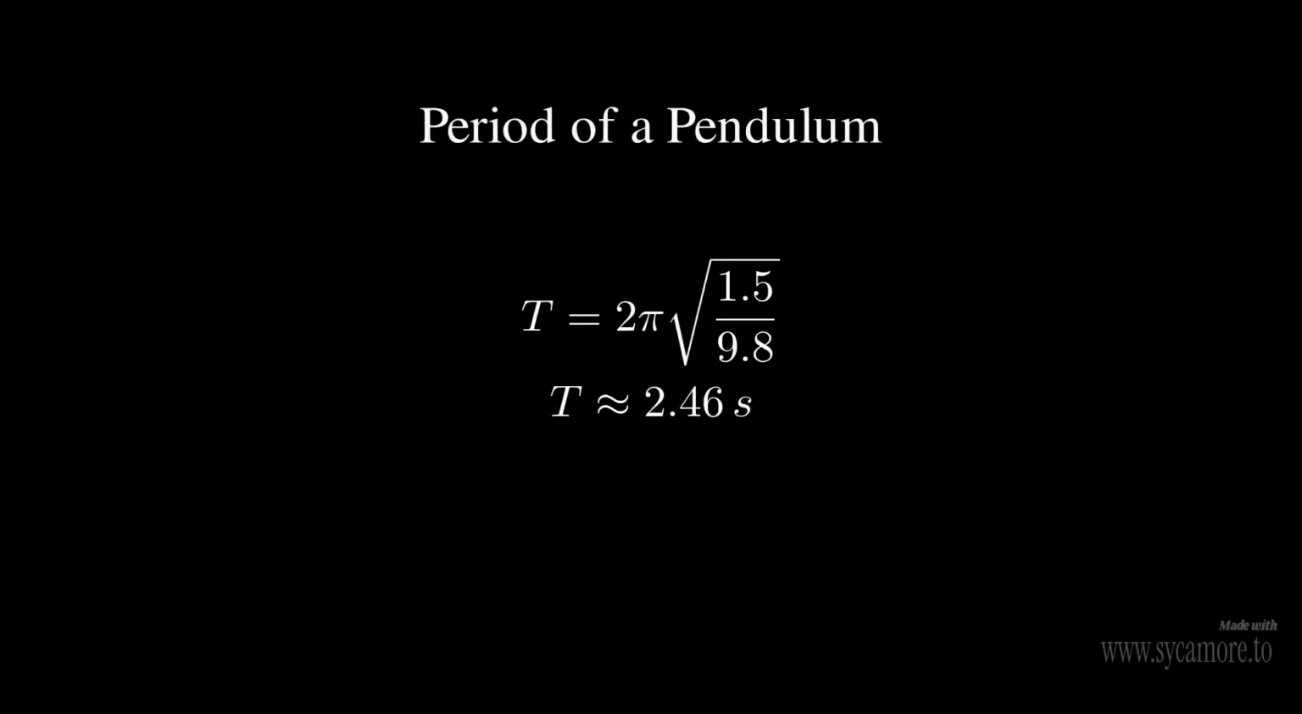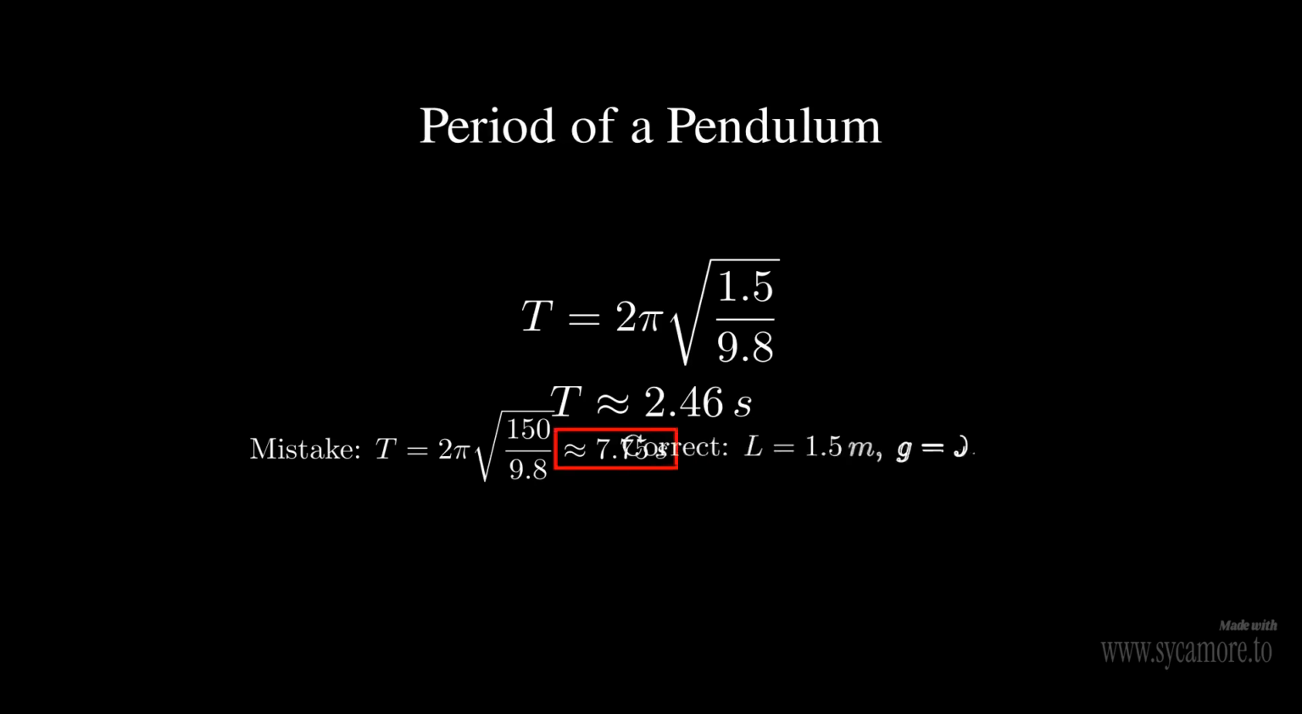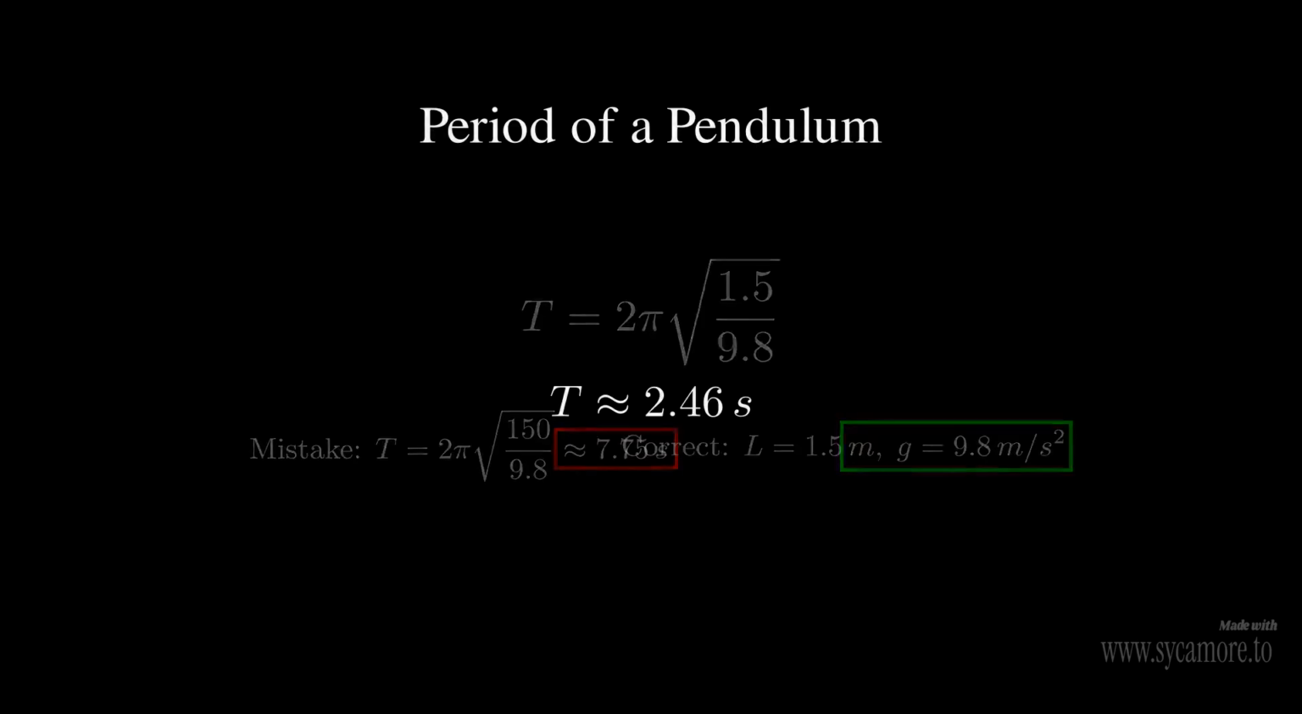A common mistake is to use the length in centimeters without converting. 150 divided by 9.8 gives a much larger number and a period around 7.7 seconds, which is wrong. Always use meters for length and meters per second squared for g, so the units inside the square root are seconds squared, giving a period in seconds.